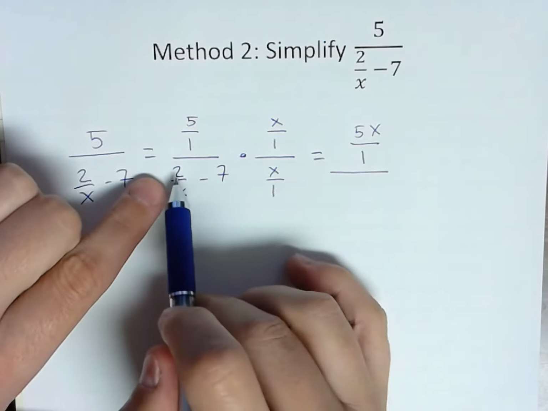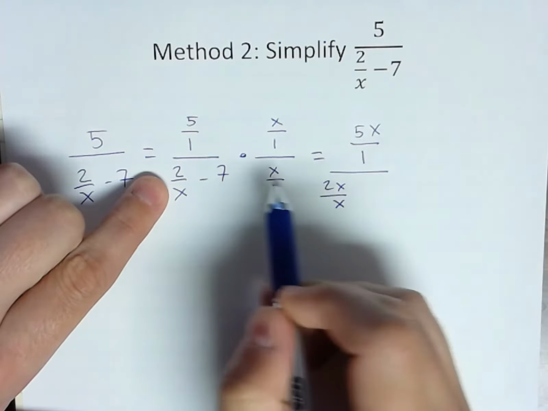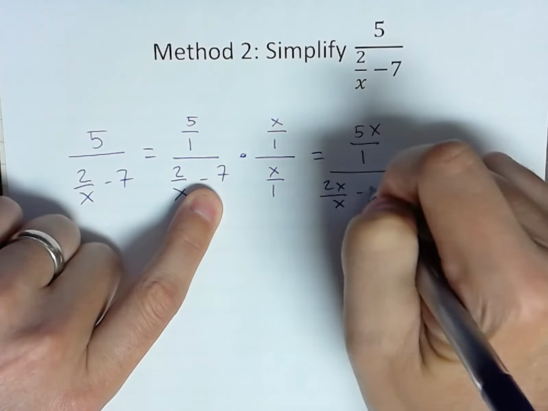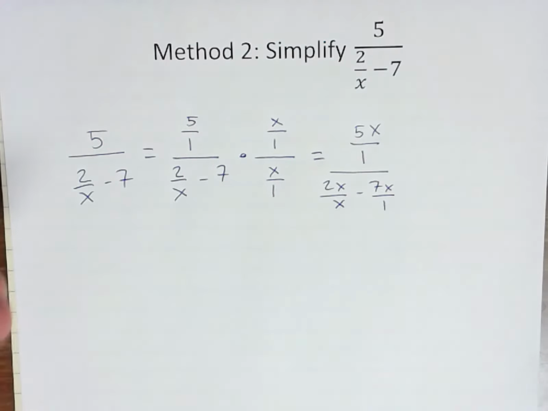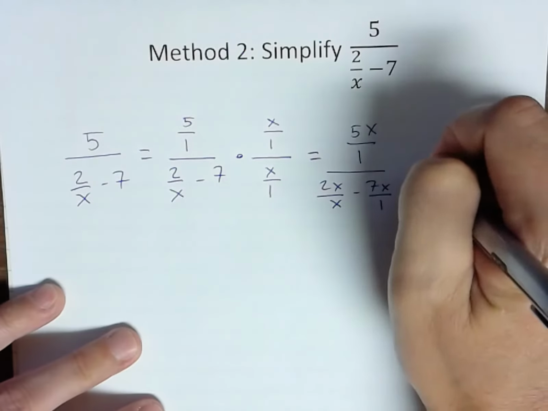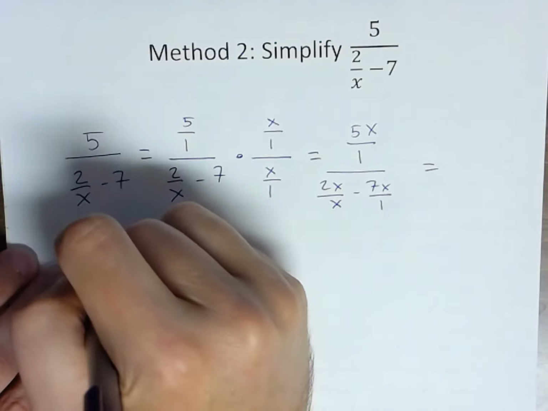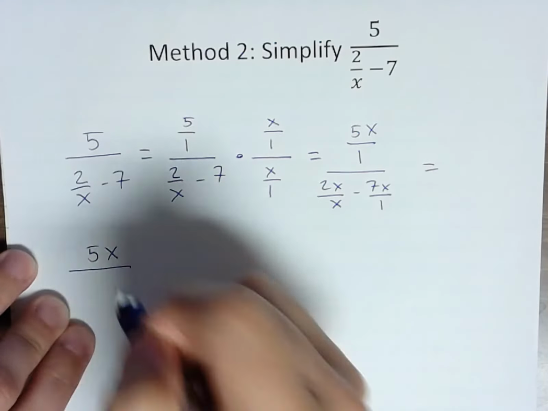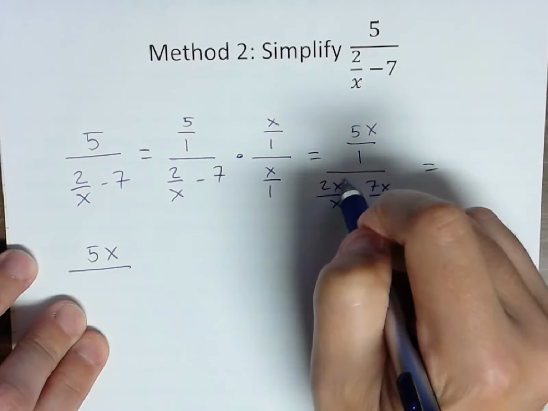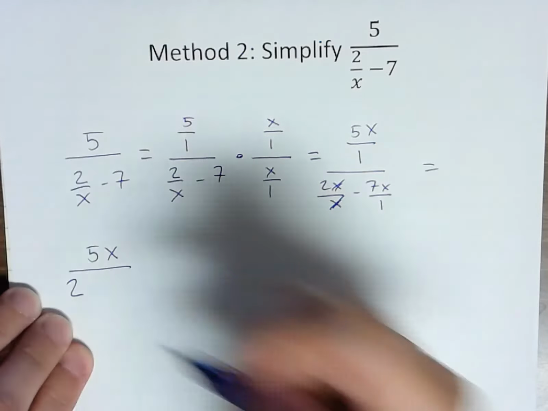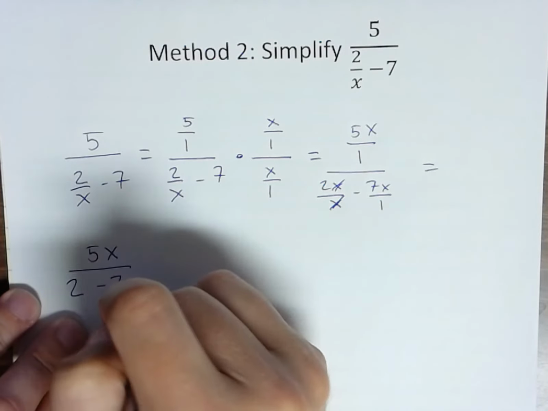On the bottom, let's see what happens. So I multiply x through here, so I would get 2x over x minus 7x over 1. Now that maybe doesn't look like we simplified anything, but watch what happens. So the top, 5x over 1, that's just 5x. On the bottom, well, what's 2x divided by x? My x's go away. So I just get 2. And 7x over 1, of course, is just 7x.